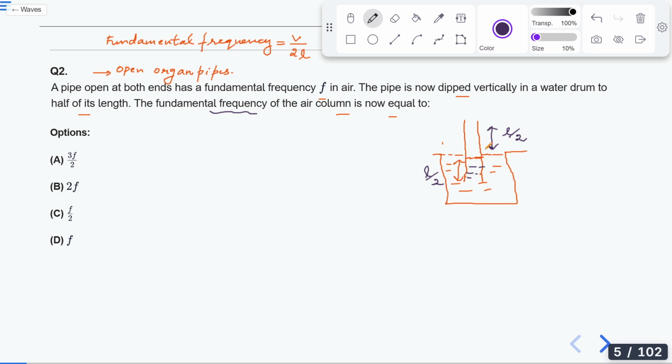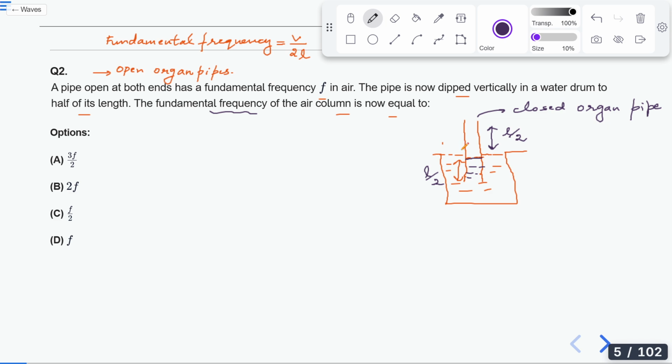Now this pipe is not open. This pipe has become a closed organ pipe. Why has it become a closed organ pipe? Because in the half of the pipe there is water, which is acting as the boundary of the pipe. So it is now a closed organ pipe, and we have to calculate the fundamental frequency of this air column. Means we have to calculate the fundamental frequency in the case of a closed organ pipe.